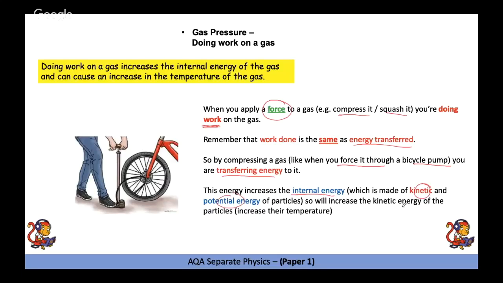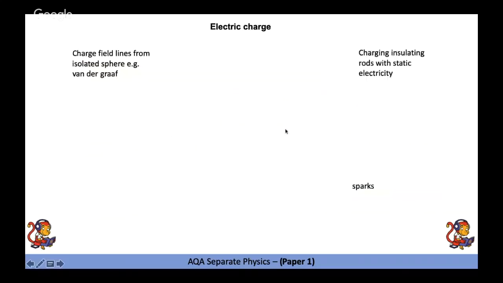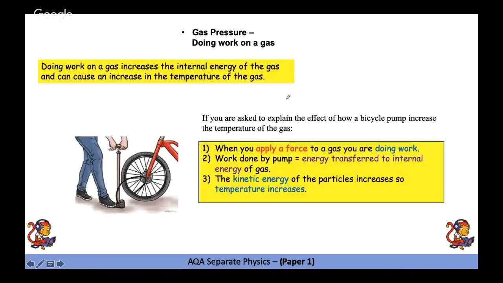So we'll increase the kinetic energy of the particles. It will increase their temperature. By forcing them through a small hole, you're doing work on the gas, it's going to make it hot. Okay, how to explain all of that really in a nice short way? If you're asked to explain how a bicycle pump increases the temperature of a gas, this is how to do it. 3 steps.